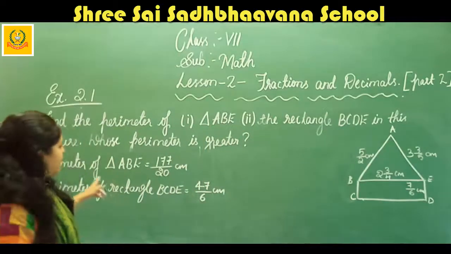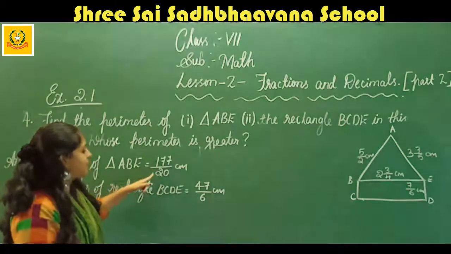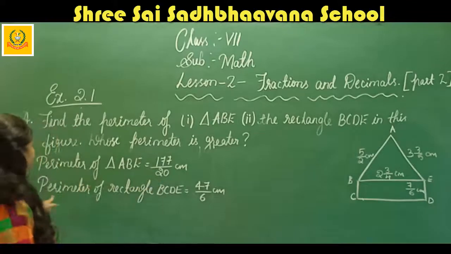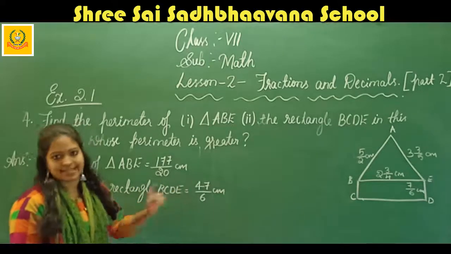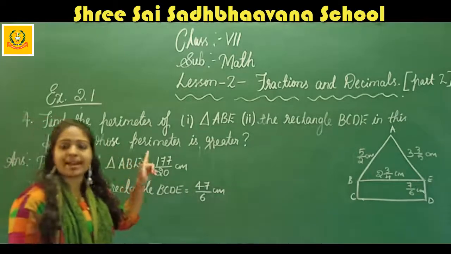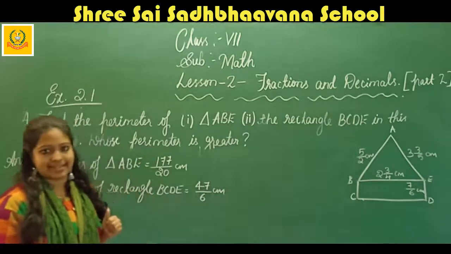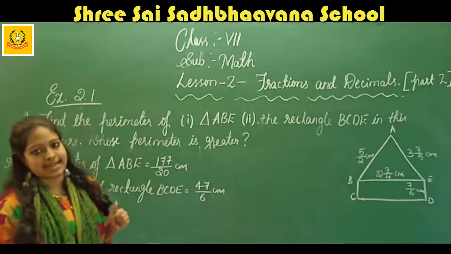So see, children, what we found? We found the perimeter of triangle ABE, that is 177 by 20 centimeter, and the perimeter of rectangle BCDE, that is 47 by 6 centimeter. Okay? Yes. Now what we have to do? Now we have to compare and see whose perimeter is greater.